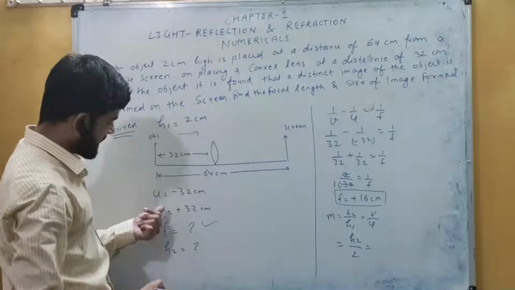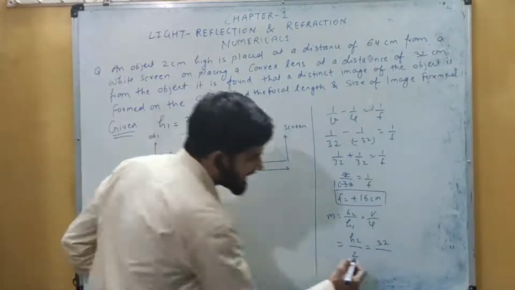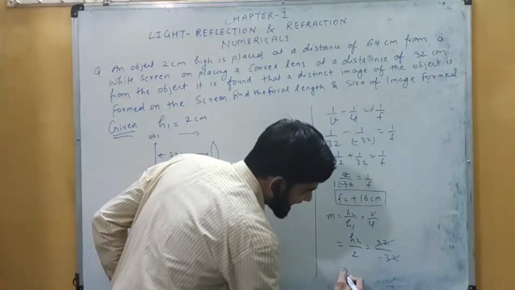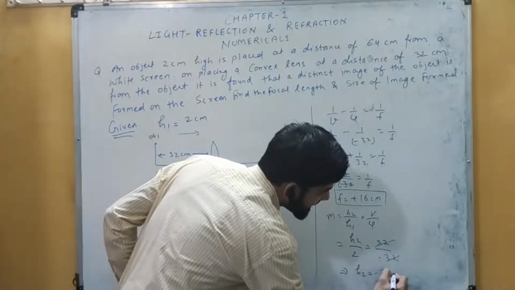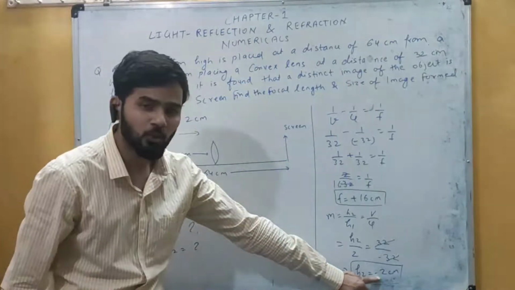What is the value of v? v is 32 centimeter and the value of u is minus 32. So here both will get cancelled. Here we have minus, so I can write this h2 is equal to minus 2 centimeter. So the height of the image is equal to minus 2 centimeter.